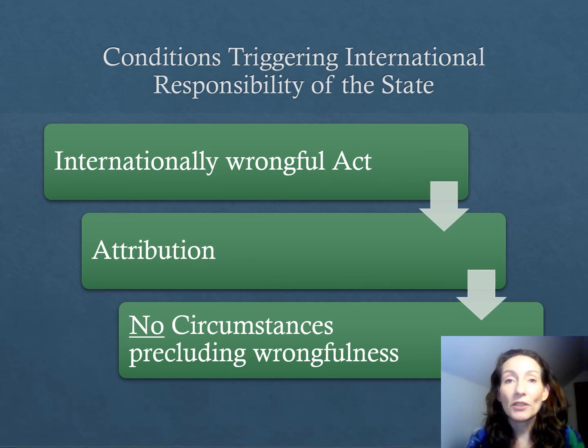For international responsibility to be triggered by the existence of an internationally wrongful act that can be attributed to a state, a third condition must be met. That is, there shouldn't be any circumstances that justify that behavior or that excuse that behavior. Circumstances precluding wrongfulness will prevent triggering the legal consequences associated to the violation of international law by a state.